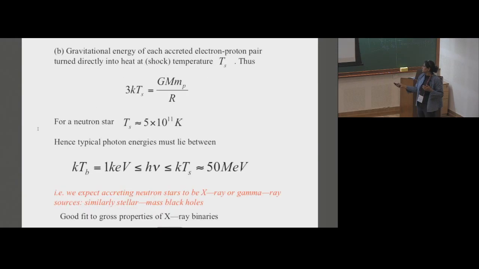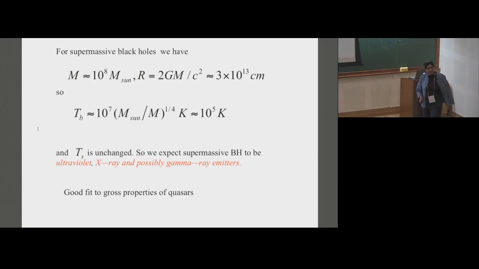10 to the 7 to 10 to the 11 for the case of a neutron star. So then you can see that's about 50 MeV, so you expect accreting neutron stars to be mostly X-ray or gamma ray sources, similarly stellar mass black holes, right? And so this by and large fits our image of where we are seeing the accretion coming from these classes of objects, right?